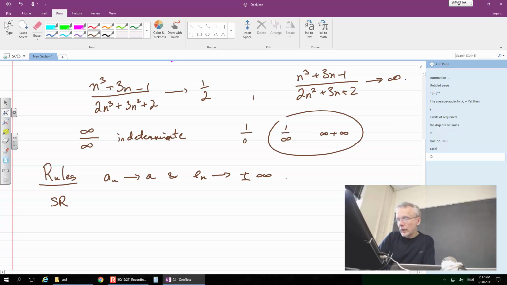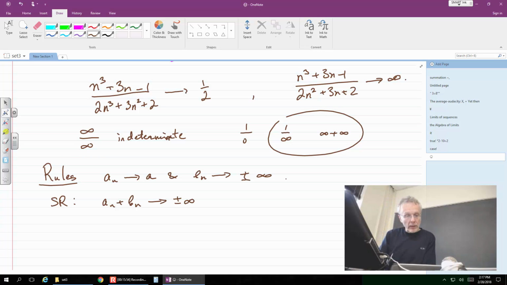So the sum rule is a_n plus b_n. Well, you can actually tell me what the limit is, just common sense. One sequence converges to a number a, the other one converges to, say, plus infinity. What's the answer? It's infinity. In fact, the same infinity. So if b_n goes to plus infinity, then the first sequence wouldn't make any difference. The second sequence overwhelms the first one, and it is the one that determines the outcome.